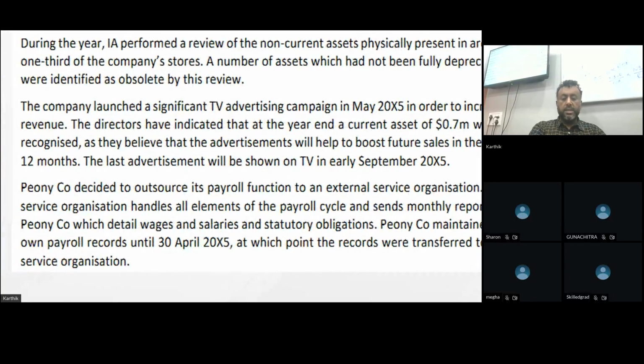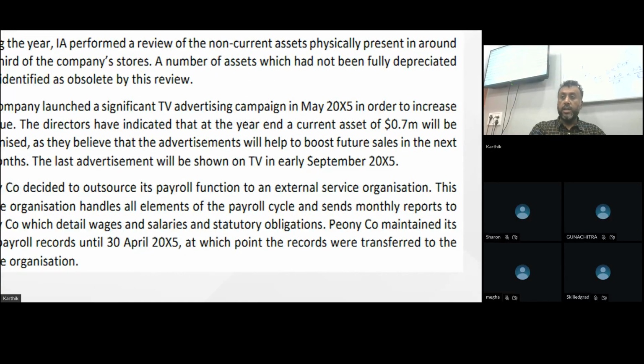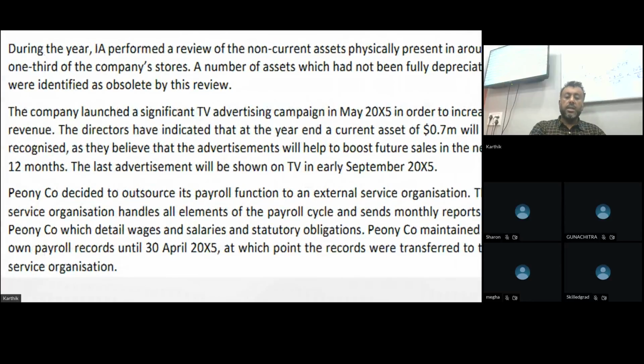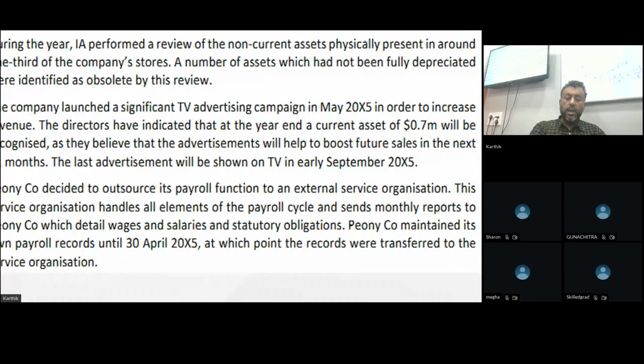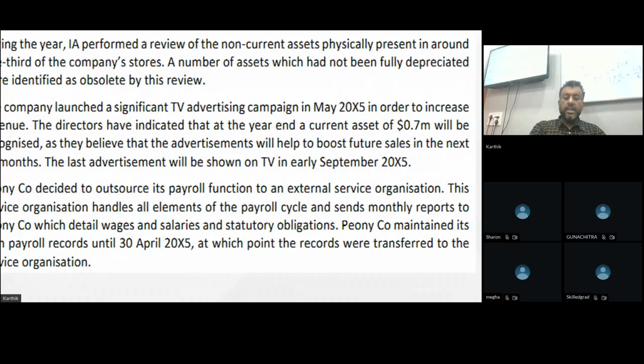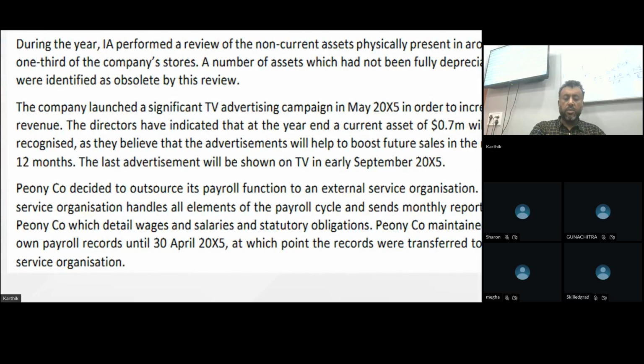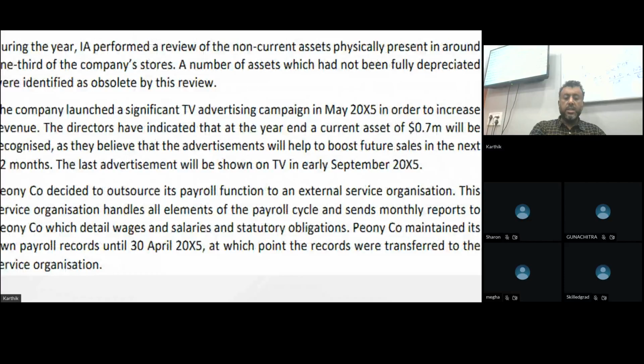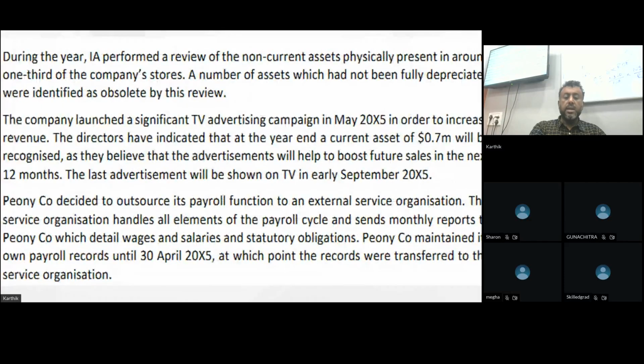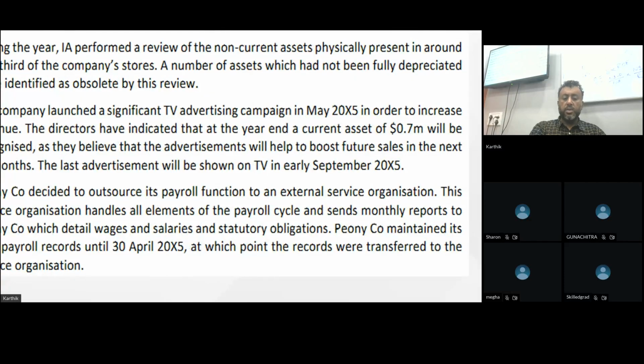P Company decides to outsource its payroll function to an external service organization. The service organization handles all elements of the payroll cycle and sends monthly reports to P Company, which detail wages and salaries and statutory obligations. P Company maintained its own payroll records until 30th April, at which point the records were transferred to the service organization.